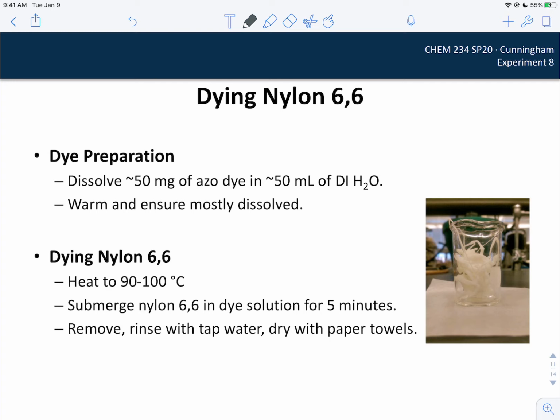At that point, we'll take our nylon 6,6 polymer and we will dye it. So we're going to use that azo dye that we saved. We're going to take about 50 milligrams of that in about 50 milliliters of deionized water, warm that up so that our azo dye is mostly dissolved, so just a gentle warming, and then we're going to heat it up with our nylon 6,6 to 90 to 100 degrees. Toss our nylon 6,6 into the dye solution for 5 minutes, remove it, rinse it with tap water, and then dry it with paper towels. And then you'll have a couple of very vibrant nylon polymers.